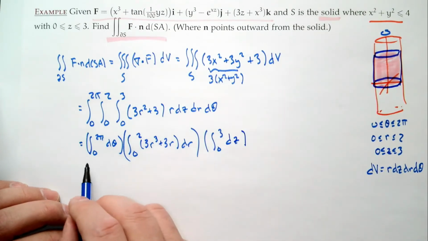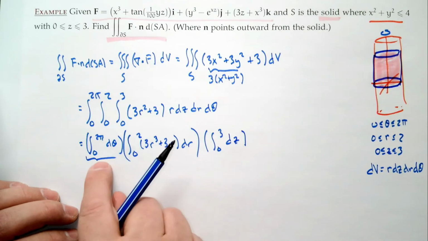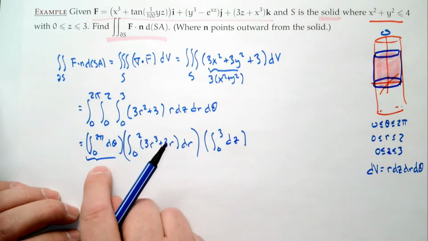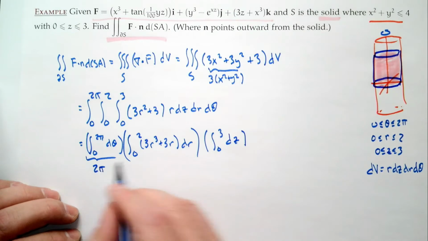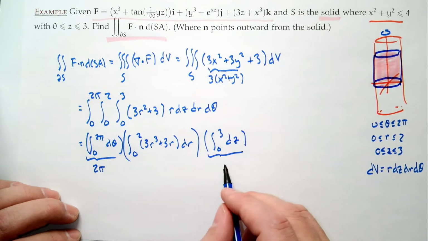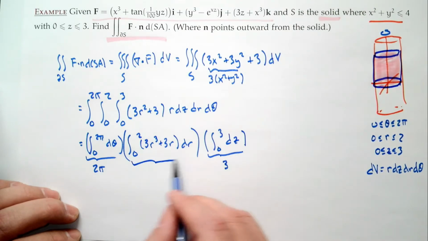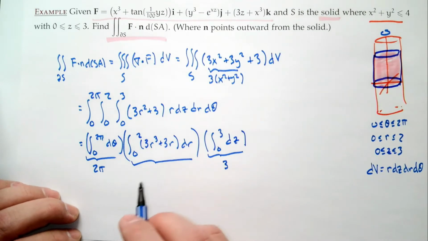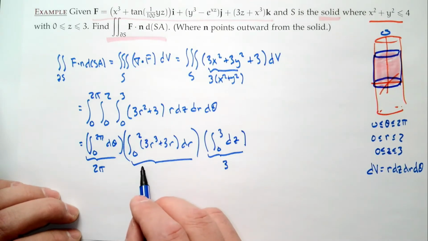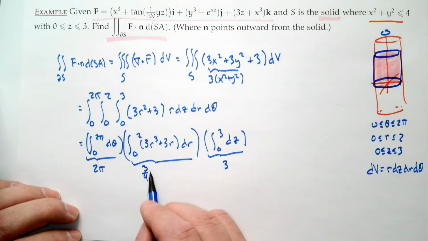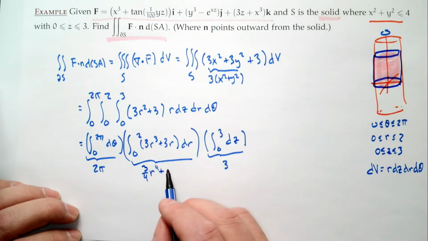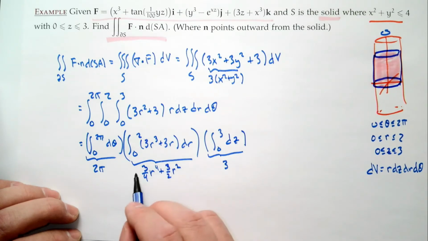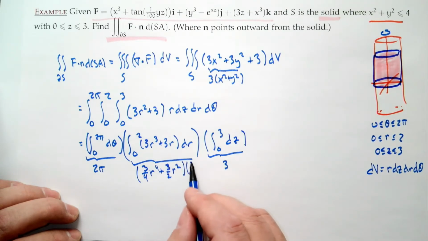Two of these we can do without much work. Integral 0 to 2 pi d theta? 2 pi. Integral 0 to 3 dz? 3. Now this middle one, we have to do a little bit of work. What's the integral of 3r cubed plus 3r? 3/4 r to the 4th, and 3/2 r squared. Good. And this one we evaluate from 0 to 2.